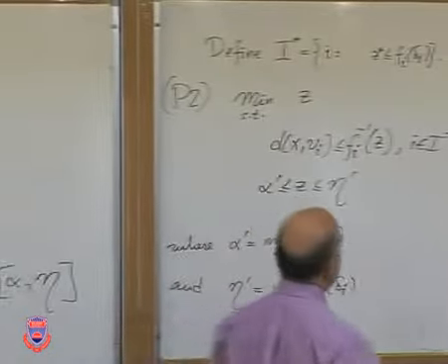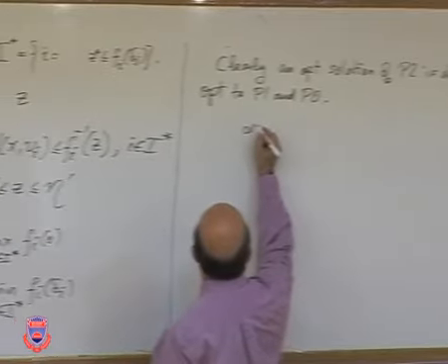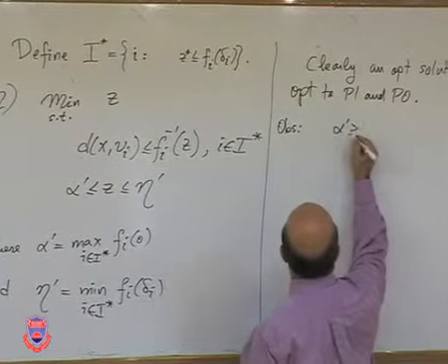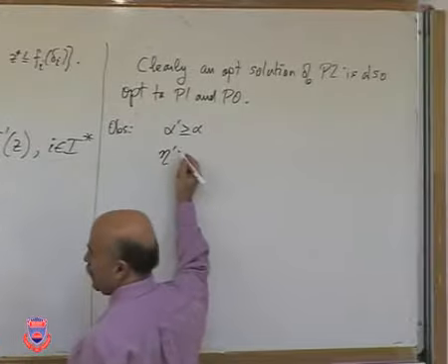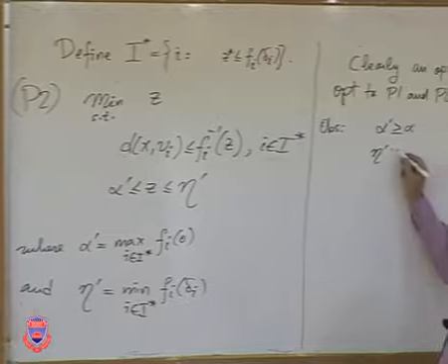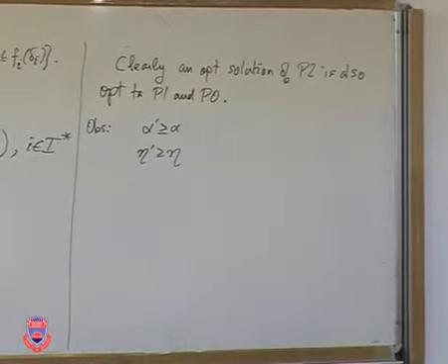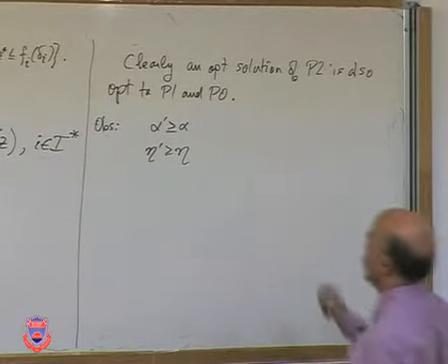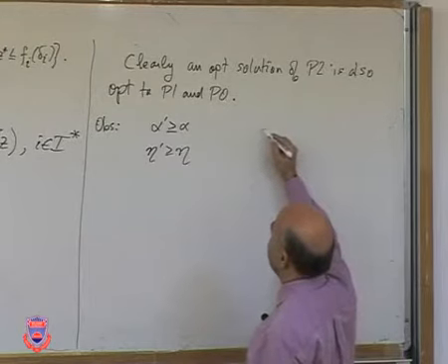First of all, what do I know about alpha and alpha prime? Which one is larger? Yes, alpha prime is at least as large as alpha, and eta prime is greater or equal eta, right? Because I'm taking the minimum over a smaller set now. So the interval alpha prime, well, we have it.